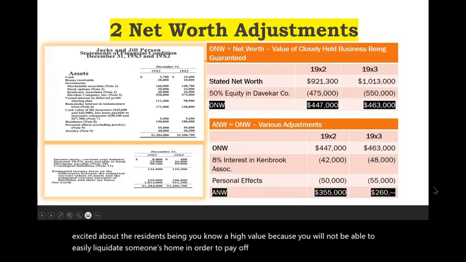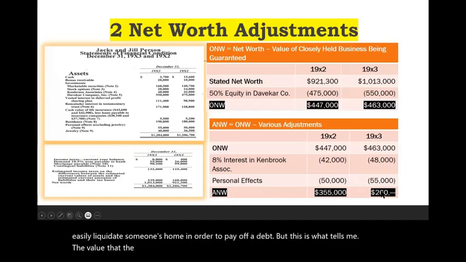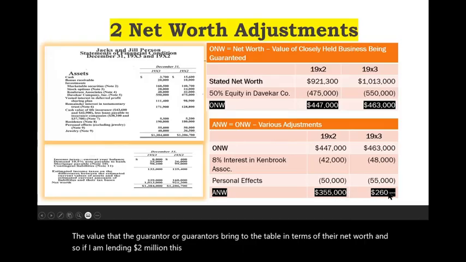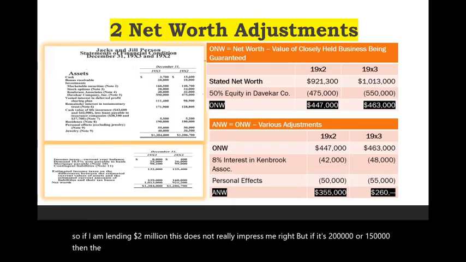But this is what tells me the value that the guarantor or guarantors bring to the table in terms of their net worth. And so if I am lending $2 million, this does not really impress me, right? But if it's 200,000 or 150,000, then the situation changes a little bit.